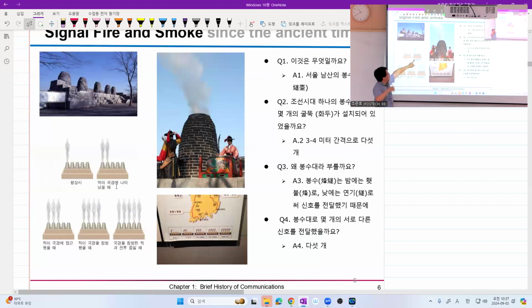Okay, a lot of Japanese battleships. So 2 smokes. And some Japanese landed. 3 smokes. And not only landed, they start to march. And here, 동래부사 송상현 has just died. Got it?